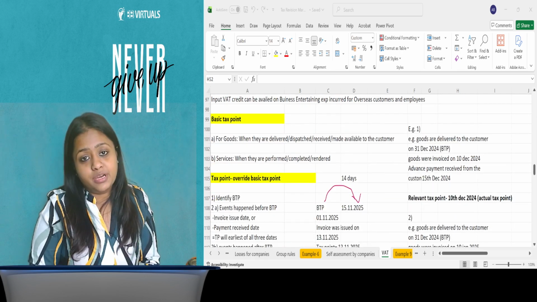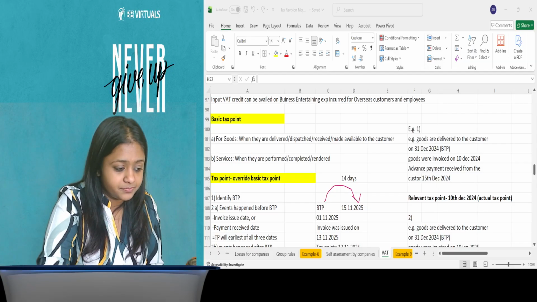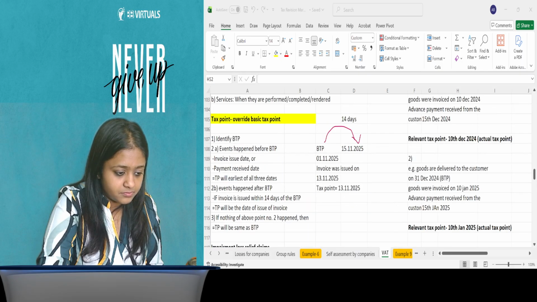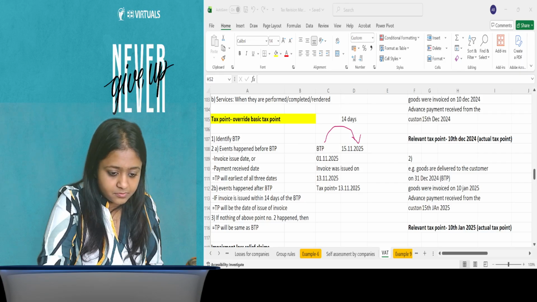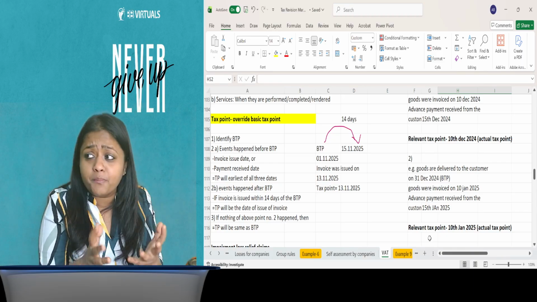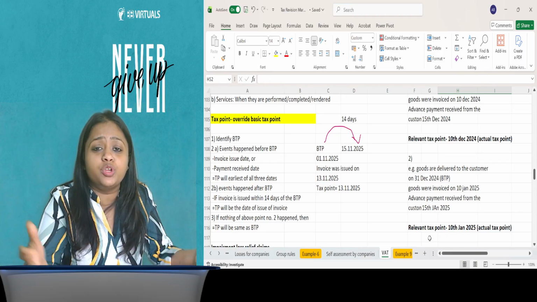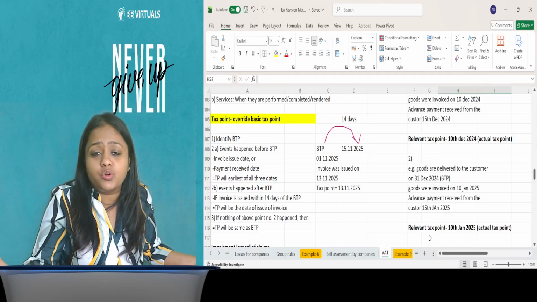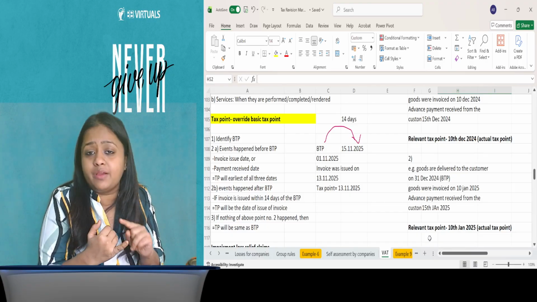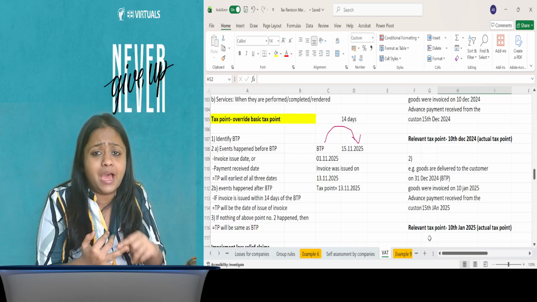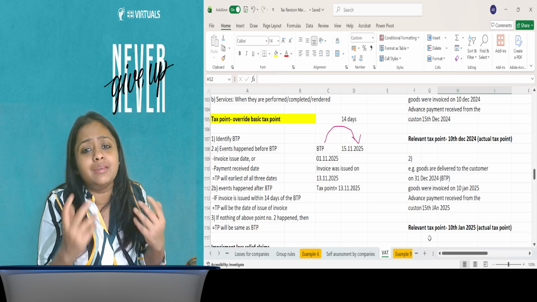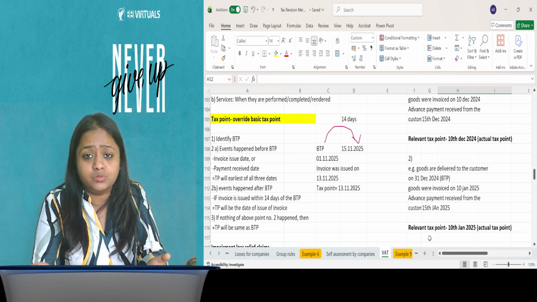Now comes a very important point, tax points. Now, what is the basic tax point? Let's quickly understand. It's the normal tax point. Normally, how would you tax your goods? How would you tax your services under VAT? Goods should be subject to VAT when the goods are delivered to the customer or dispatched or received by the customers, correct? Services should be put to tax when they are rendered by the provider to the receiver.